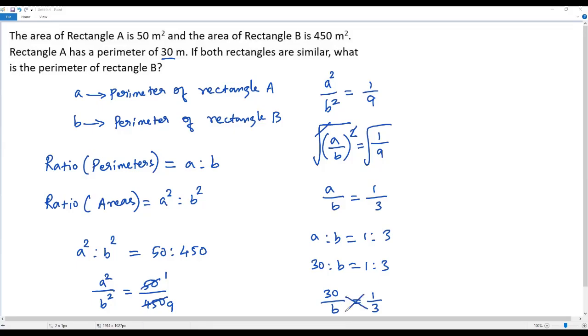For that, I'm going to do cross multiplication. I multiply this numerator 30 by this 3, so I get 30 times 3. Then the numerator 1 is multiplied by the denominator b, so I get b times 1. 30 times 3 is 90 and b times 1 is b. So now I got the value of b. The perimeter of rectangle B is 90 meters.